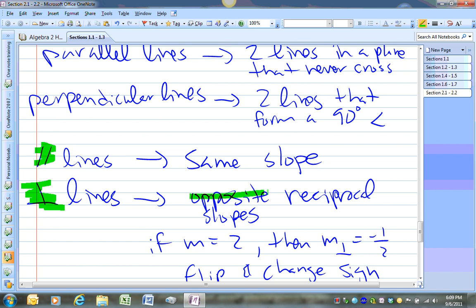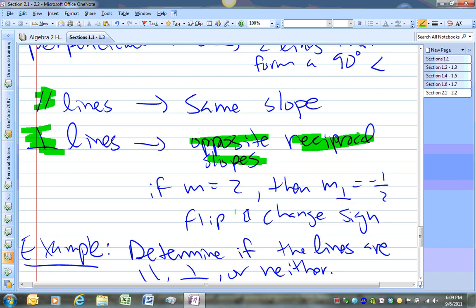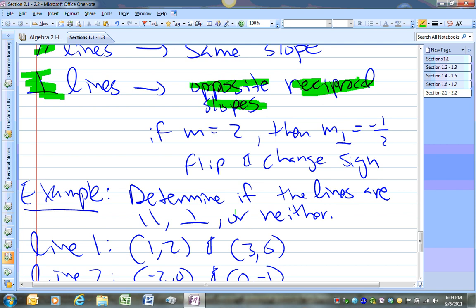Perpendicular lines have opposite reciprocal slopes. What that means is that you take the slope of one line, flip it over, or just take the reciprocal, and then change the sign from positive to negative or negative to positive, and you will have the slope of the perpendicular line. So look here, m equals 2. I flip over 2, it becomes 1/2, but then change the sign, -1/2.